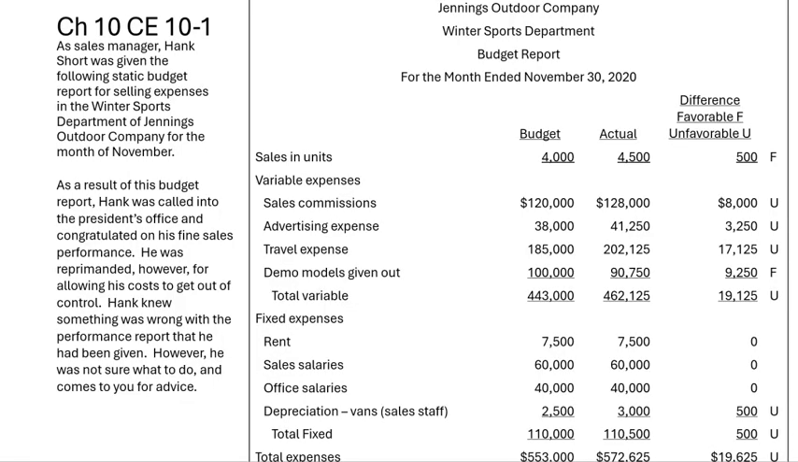So as a result of this budget, Hank was called into the president's office and congratulated on his fine sales performance. Sold more than budget. He was reprimanded, however, for allowing the cost to get out of control. Hank knew something was wrong with the performance report that he had been given. However, he was not sure what to do, and he comes to you for advice.